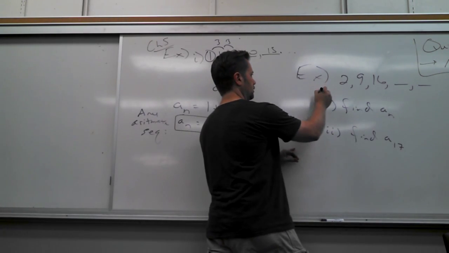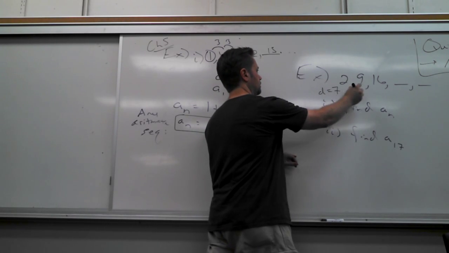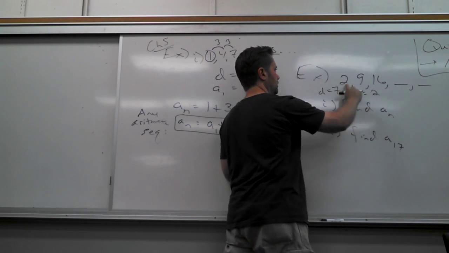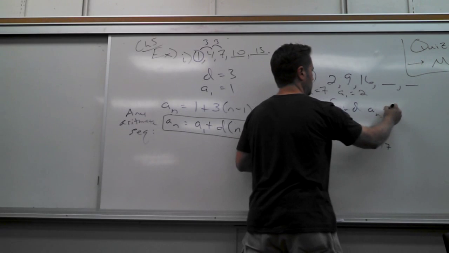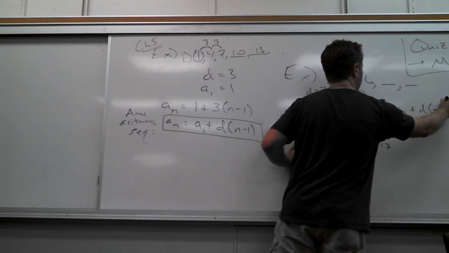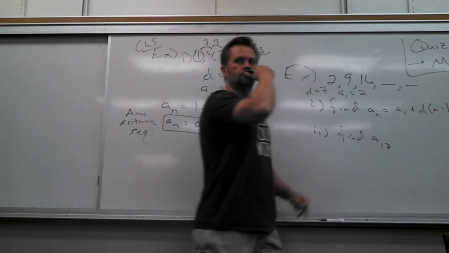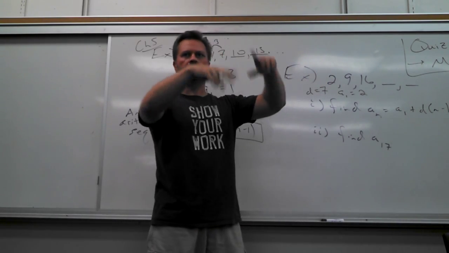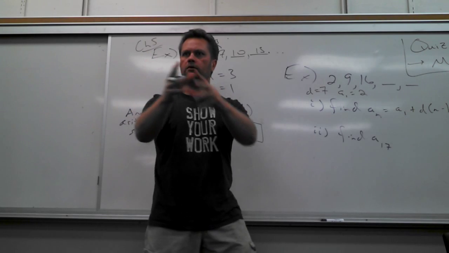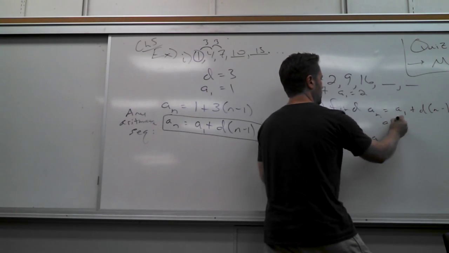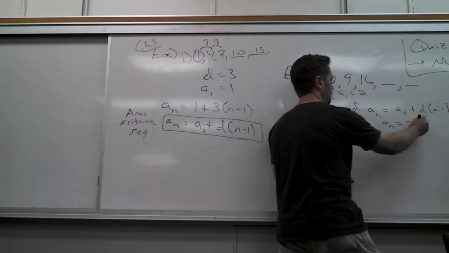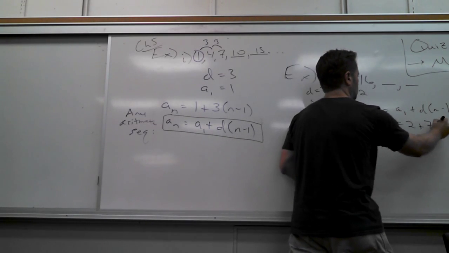So what is d here? 7. What is a_1? 2. So then a_n is a_1 plus d times (n minus 1). Start here and go this many steps. I think the book puts the d at the end, but we're just used to seeing it in the front, so I'm going to keep it there. So a_n equals 2 plus 7 times (n minus 1).